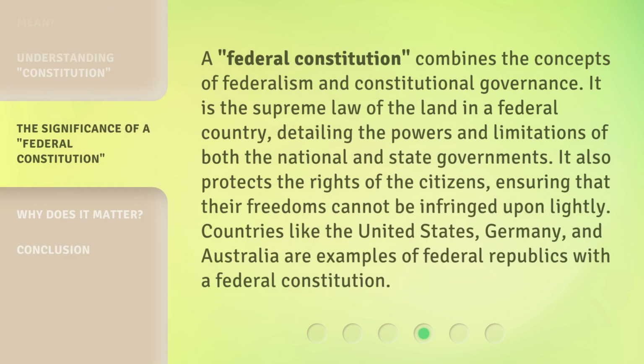A federal constitution combines the concepts of federalism and constitutional governance. It is the supreme law of the land in a federal country, detailing the powers and limitations of both the national and state governments. It also protects the rights of the citizens, ensuring that their freedoms cannot be infringed upon lightly. Countries like the United States, Germany, and Australia are examples of federal republics with a federal constitution.